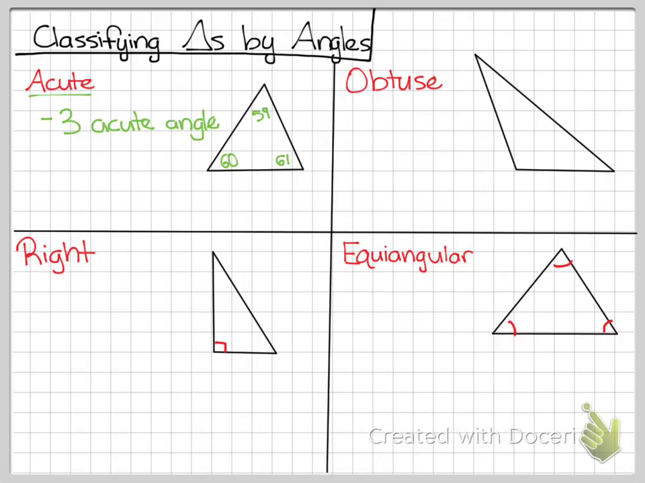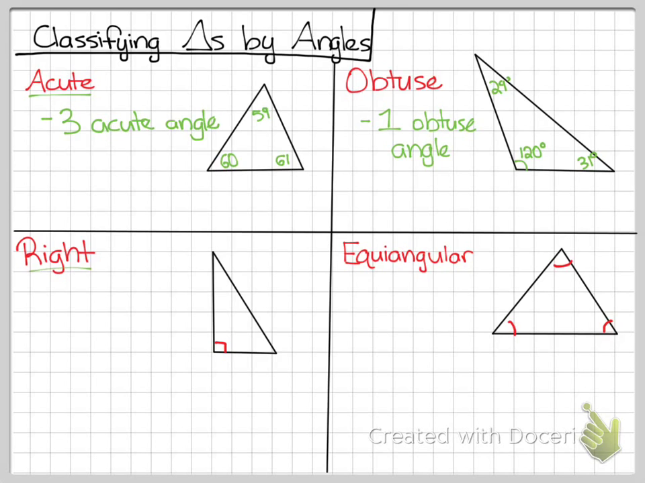The next one we have is obtuse. An obtuse triangle has 1 obtuse angle. So if you have a triangle that even has 1 obtuse angle, it's automatically an obtuse triangle. For instance here, let's say that this angle is 120, and this one is 29, and this one is 31. That would be an obtuse triangle. Even though these other 2 are acute, that's still an obtuse triangle because it has 1 obtuse angle.